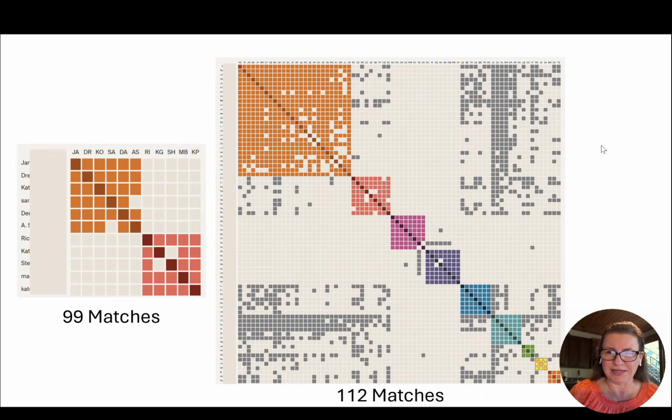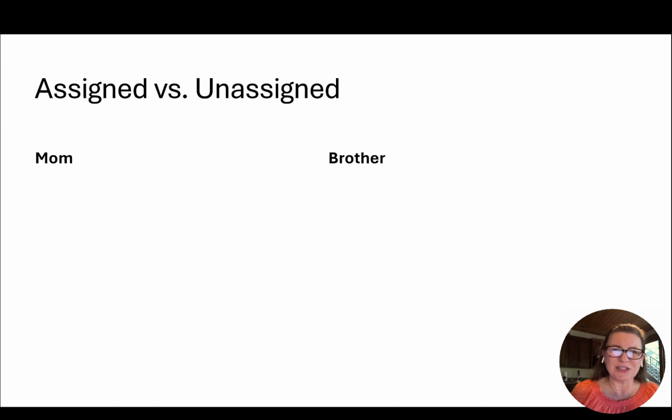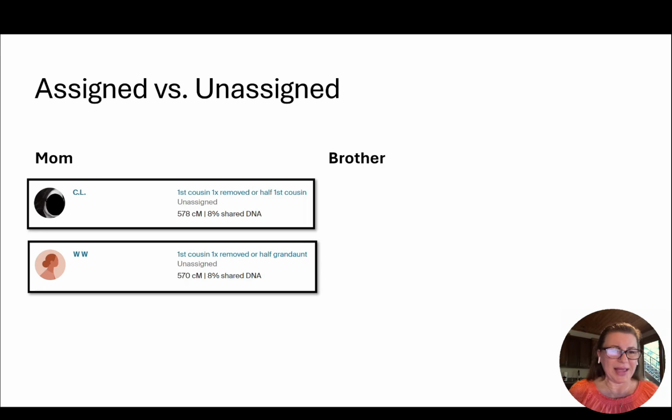I've mentioned this before in a video too, but it's the assigned versus unassigned. So when Ancestry is doing our matches, as they have for quite a few years now, they will assign it to parent side 1 or parent side 2, or they will say they are both, like your siblings are related to both of your parents, or they will say they are unassigned. So my mom has these 2 matches, CL and WW. These are strong matches at 578 centimorgans and at 570. WW is her mother's first cousin, and CL is her cousin's child, a younger first cousin once removed. Both of these say unassigned.